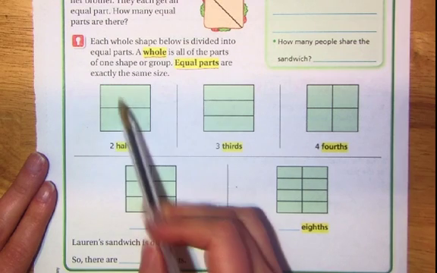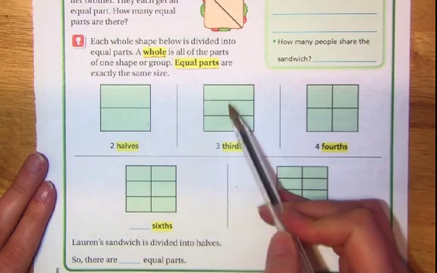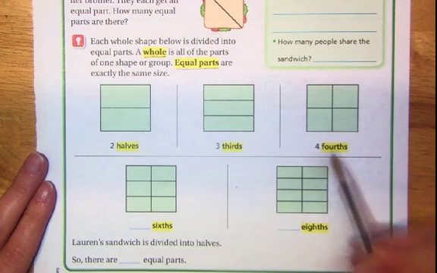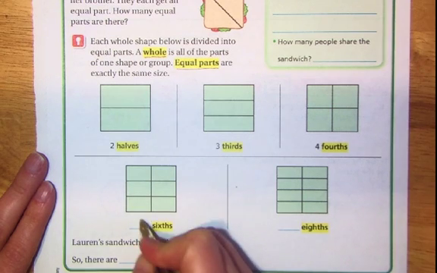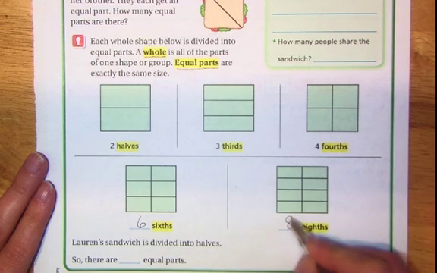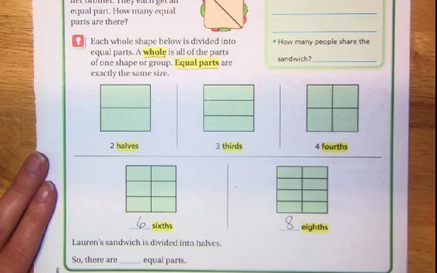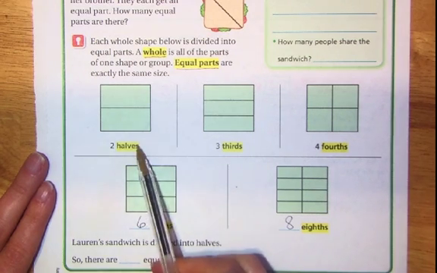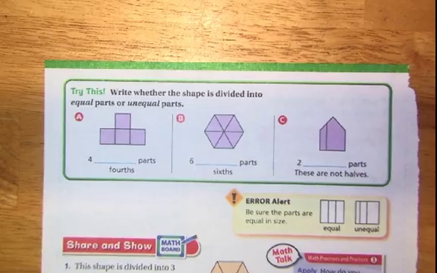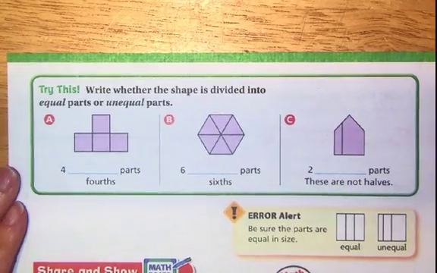So here I have 2 halves, or 3 thirds, or 4 fourths. Catching on? We're on 6 sixths, 8 eighths. Lauren's sandwich is divided into halves, so there are blank equal parts. I know halves means 2, so there are 2 equal parts. Okay, seems pretty simple so far, right? This is just throwing at you the basics of fractions and what it means to break things apart.